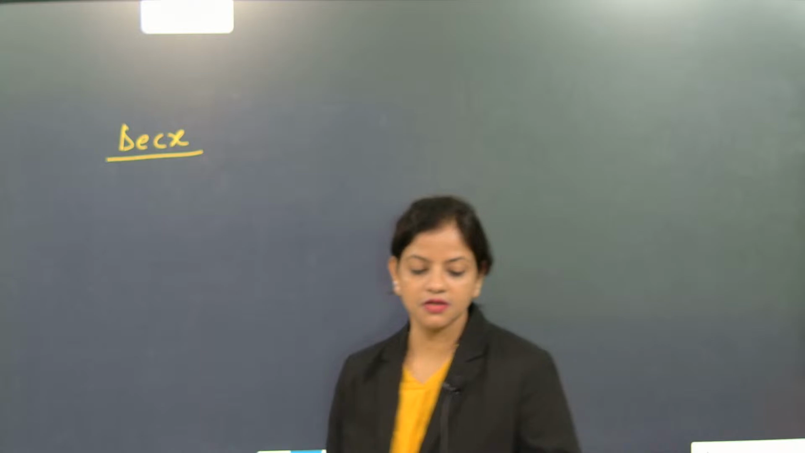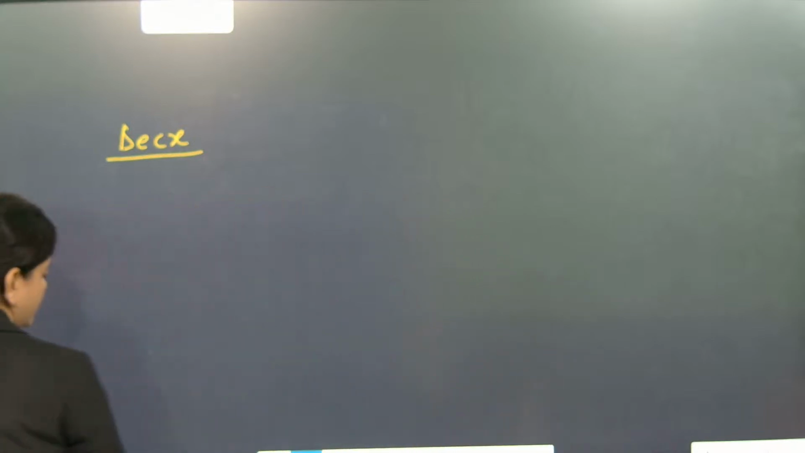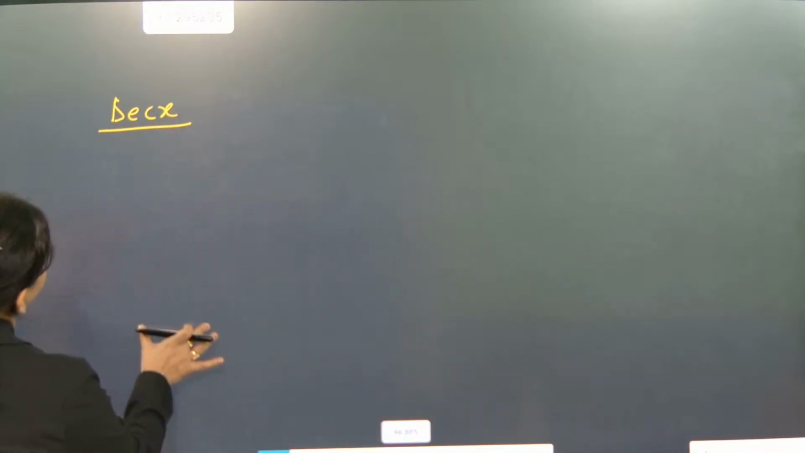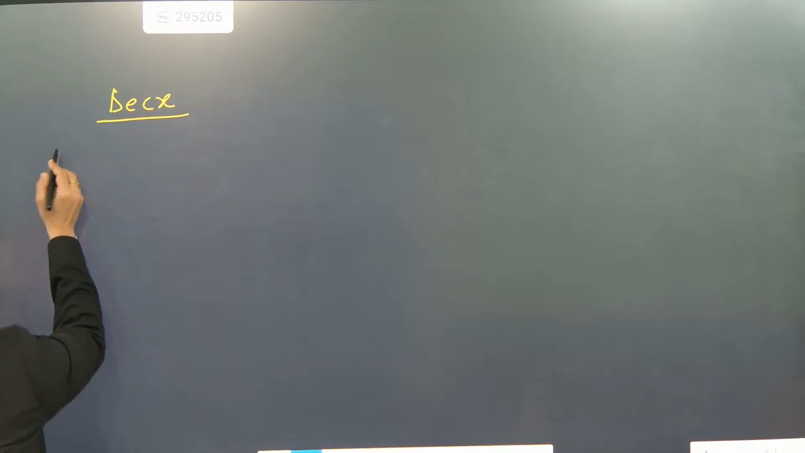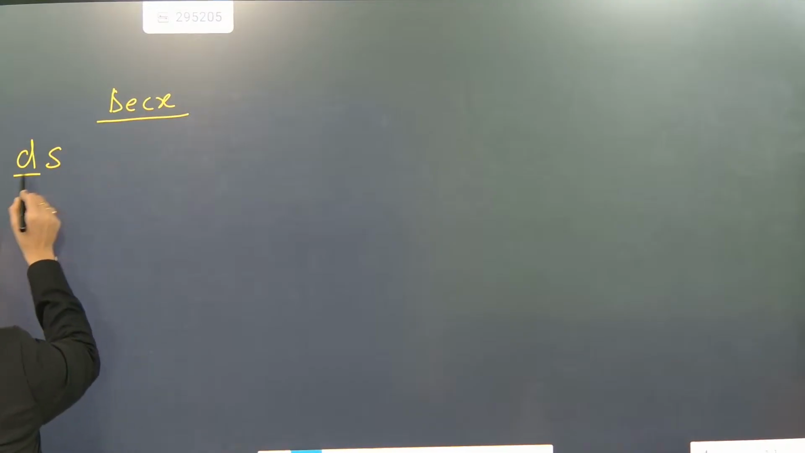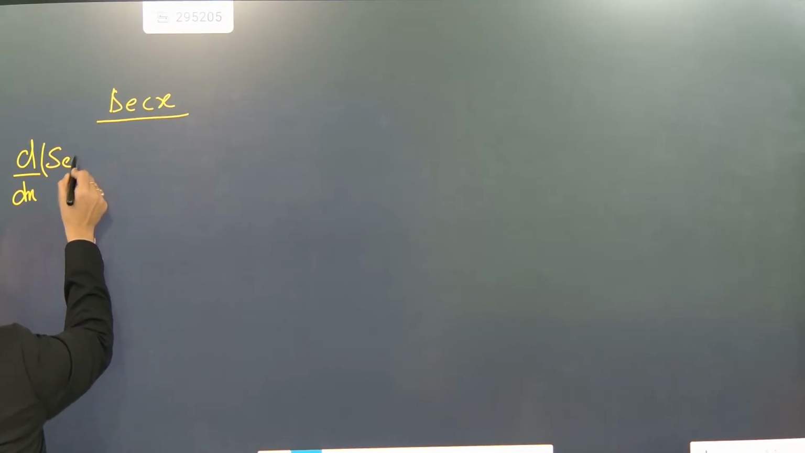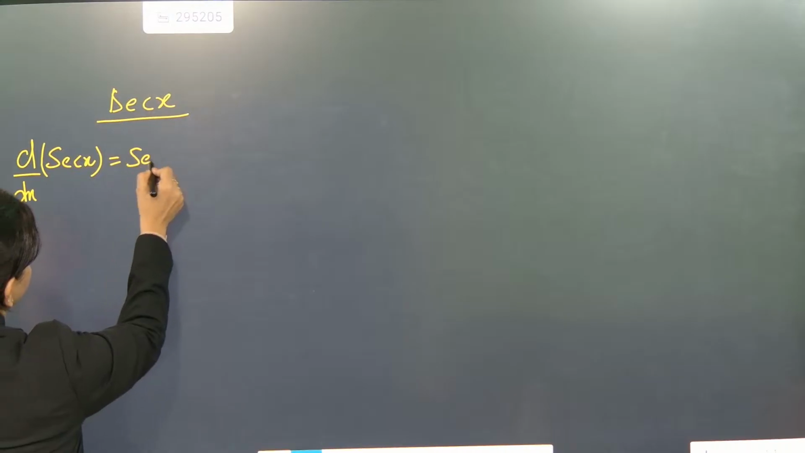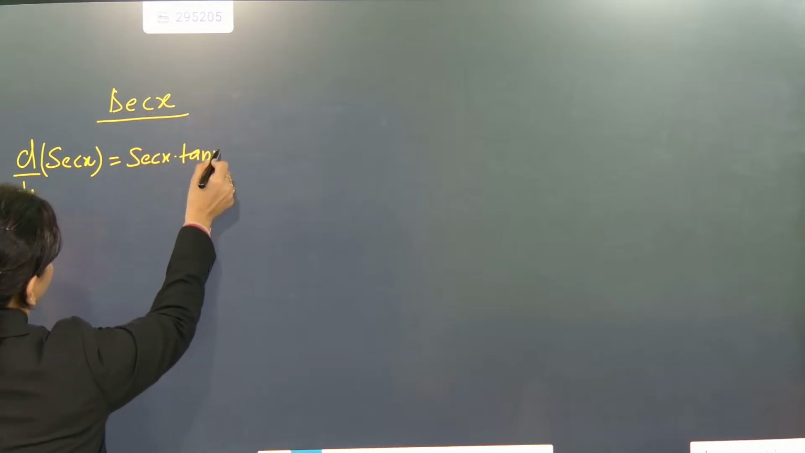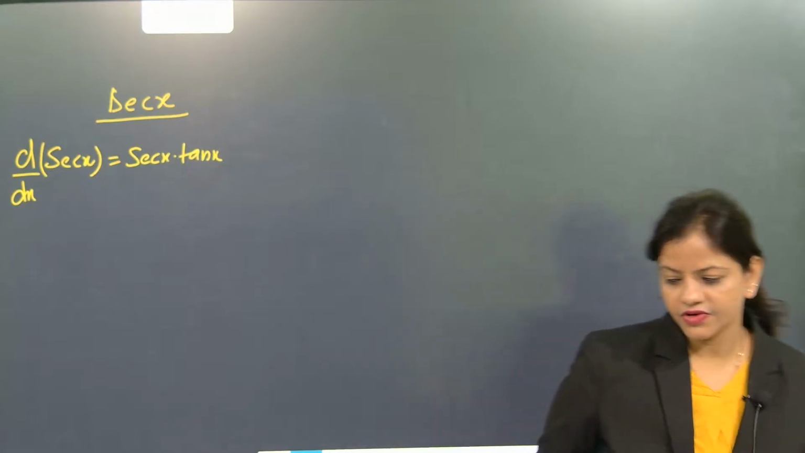What will be the answer? See, direct differentiation is not at all a big work. If somebody asks you for the direct differentiation of secant x, then your answer will be secant x into tan x. Directly we are writing secant x into tan x. This is the direct differentiation method.